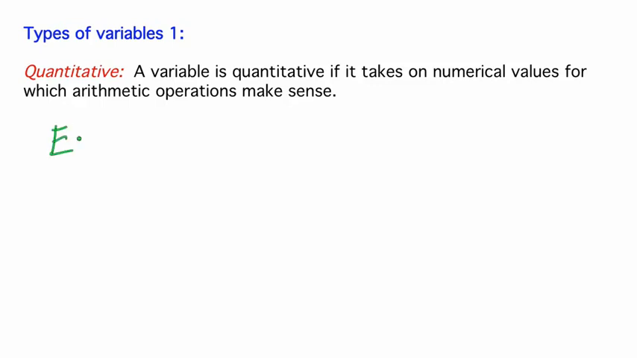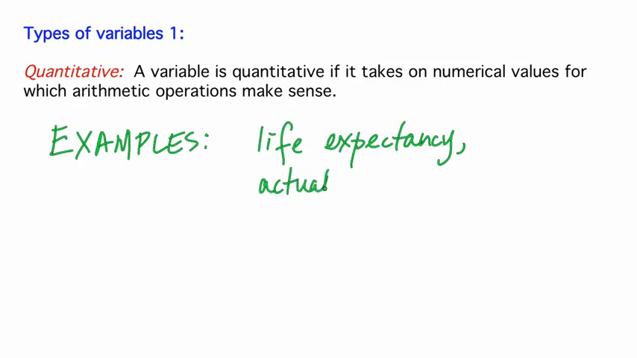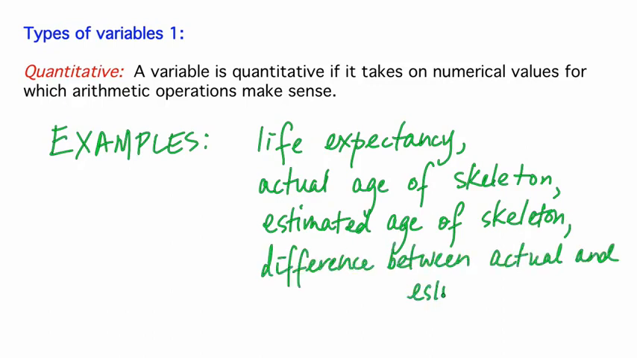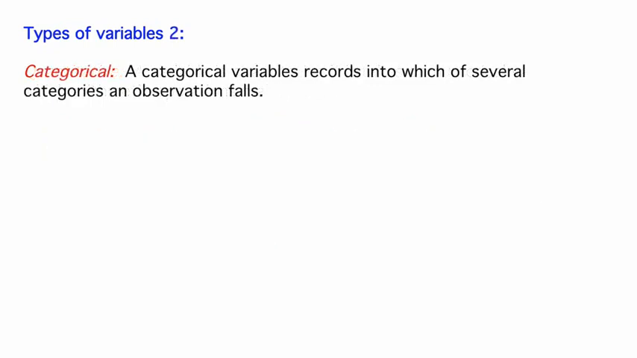Some examples of quantitative variables we've seen include life expectancy, the actual age of a skeleton at time of death, the estimated age for that skeleton, the difference between those two ages, the estimated and the actual age, and salary of the soccer players. A categorical variable records into which of several categories an observation falls. As we saw in a previous video, we treat categorical variables with different summary statistics, such as relative frequency, than we use for quantitative variables.